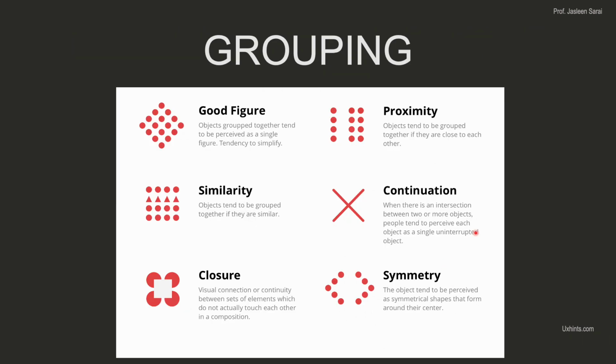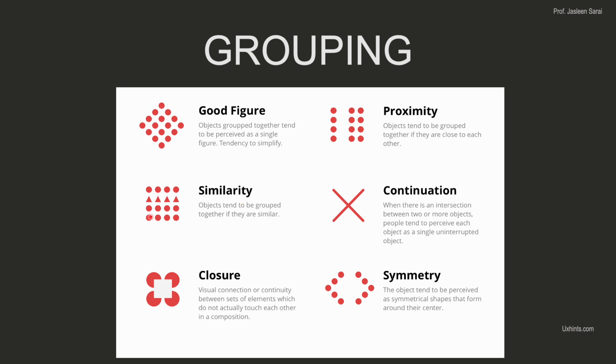Okay. The second thing we're going to be looking at is grouping, and this has been further sectioned off into 6 topics. A lot of times they overlap, but we're going to try to focus on these 6 topics when it comes to grouping. I'm just going to quickly read through these and then show you some examples. The first one is called good figure: objects that are grouped together sometimes tend to be perceived as a single figure. For example, we have 16 circles here, but what we're seeing is this diamond shape because of the way that they are grouped together.